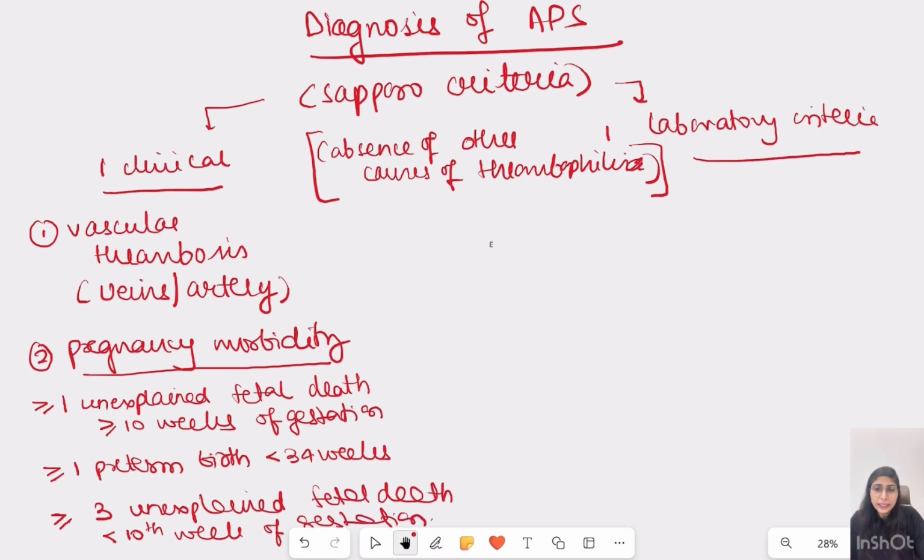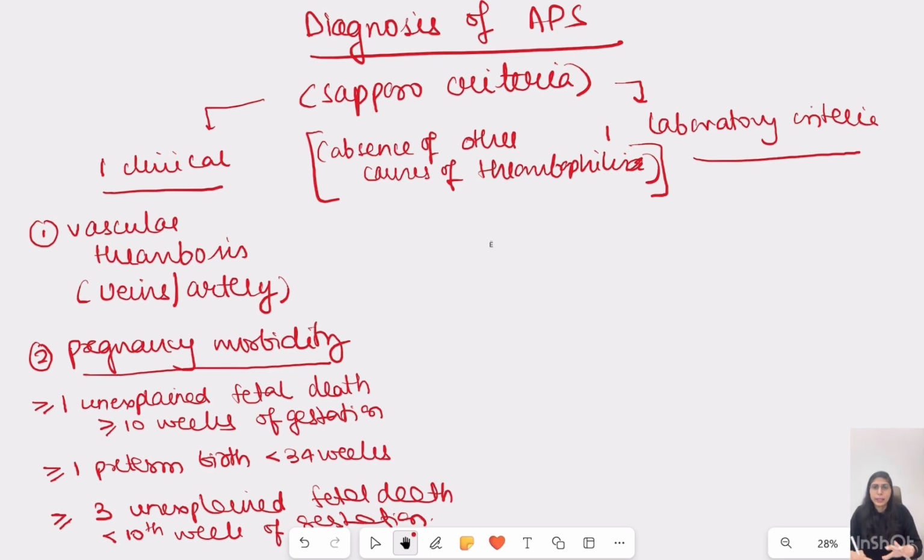So there are only two clinical criteria, out of which one should be fulfilled. The two are: one is an event of vascular thrombosis, which can be involving the veins, which can be involving the arteries. The second is a pregnancy morbidity, and in the pregnancy morbidity prior to 10 weeks, if there are at least 3 unexplained fetal loss or history of abortions, or after 10 weeks, if there is a history of fetal loss or abortion, at least one, or before 34 weeks, there is an alive birth, but it is a preterm birth. But there is no loss, there is no abortion, it is a preterm birth.